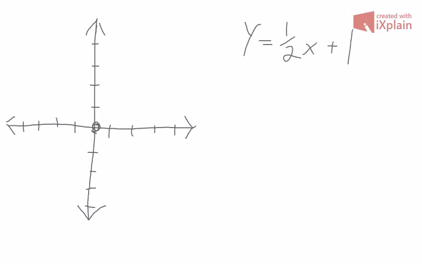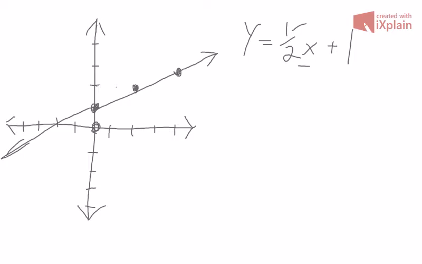So I know my y-intercept is at 1, so I'm going to put a point at 1. And then my rise is 1, and my run is 2. So I'm going to go up 1 and over 2 and put my next point. Then go up 1 and over 2 and put my next point. And I'm going to use those points to graph that line, which should look something like that. Okay, so there's my y equals 1/2 x plus 1.